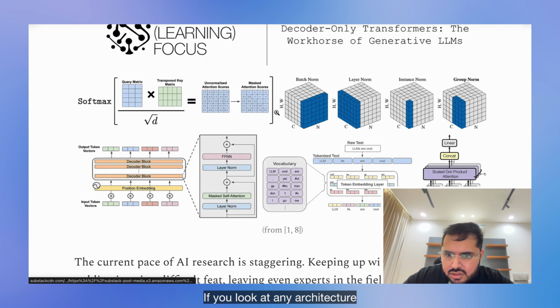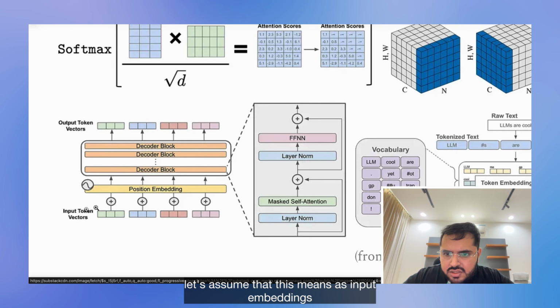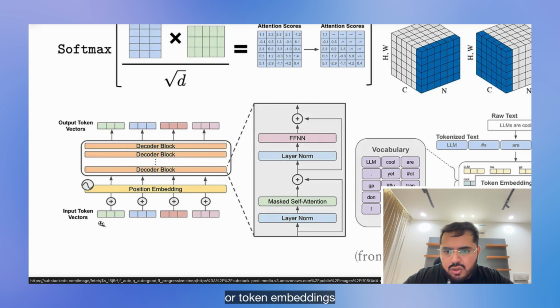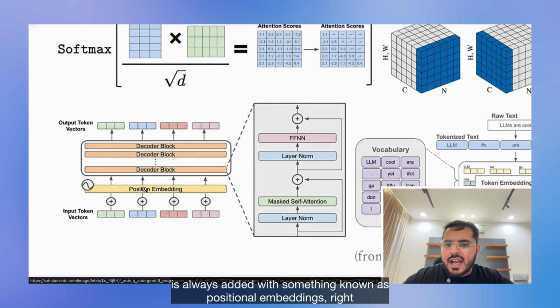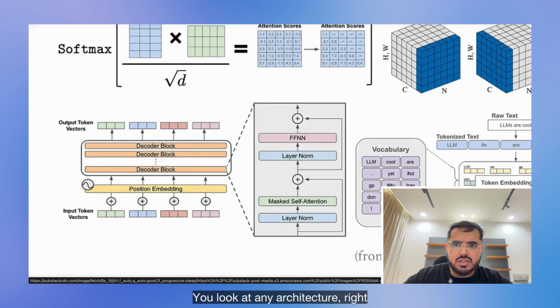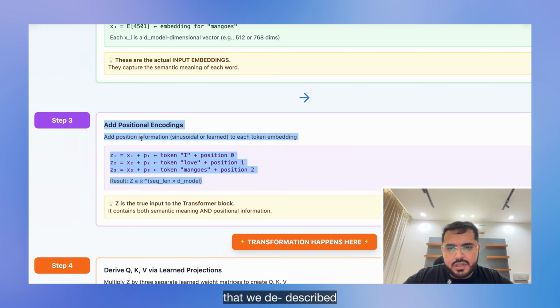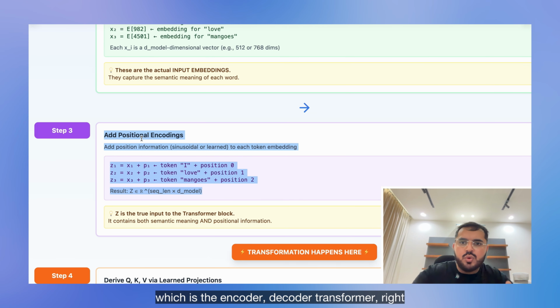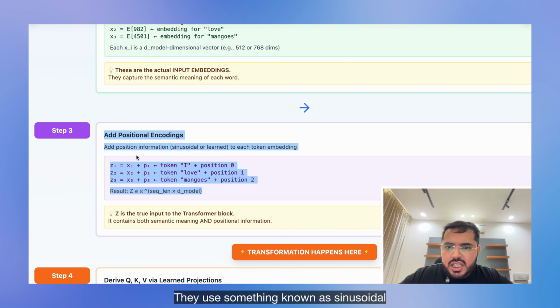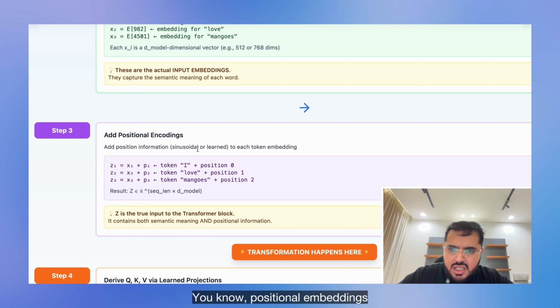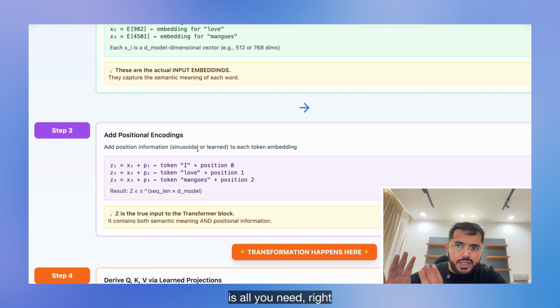If you look at any architecture, the input token vectors, or token embeddings, are always added with something known as positional embeddings. In Attention Is All You Need, the original encoder-decoder transformer, they use something known as sinusoidal positional embeddings. They are static. They are generated and then frozen. They are not learned. They are not trainable.